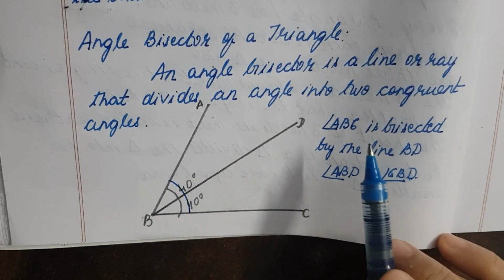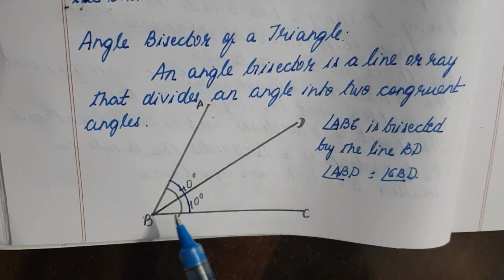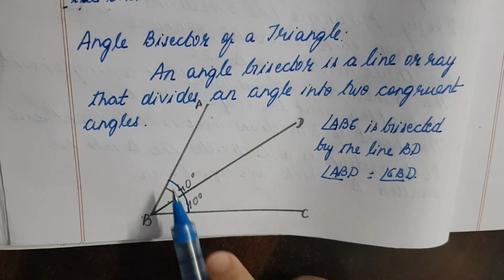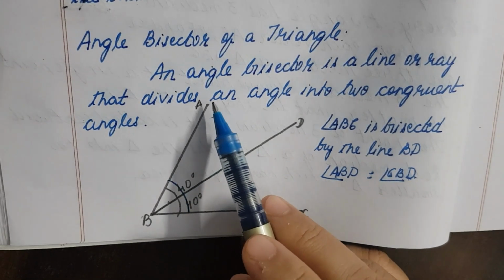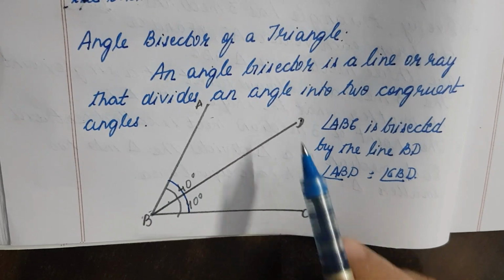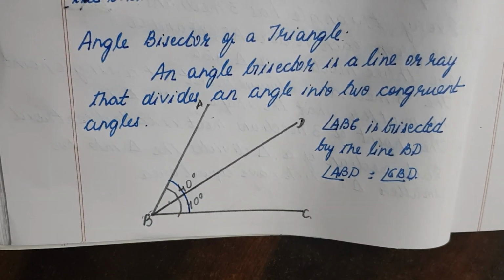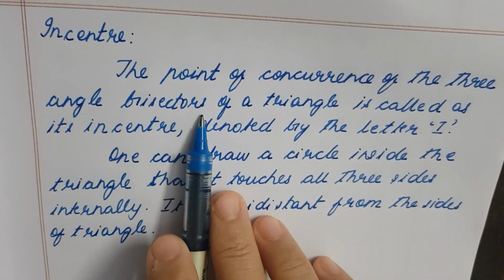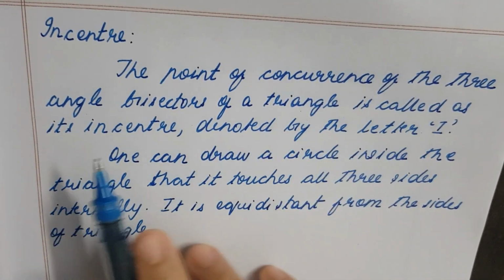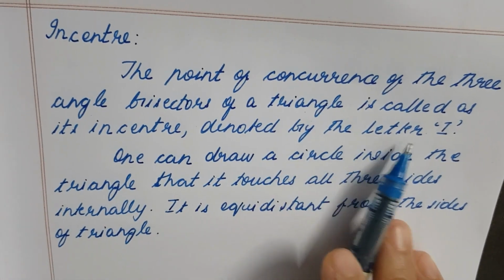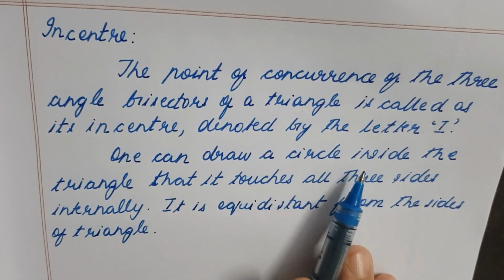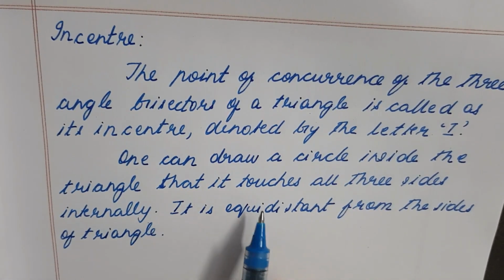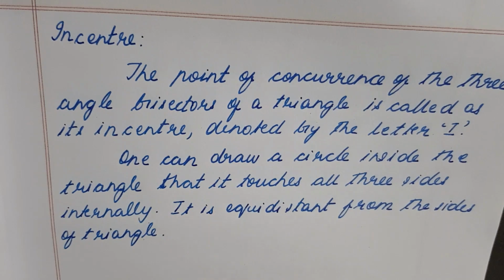Okay, so angle is bisected by the line BD. So this is the bisected line. Okay, so this equals இல்லையா? So எப்படி equal ஆகுது? ABD is equal to CBD. Incenter: the point of concurrency of the three angle bisectors of a triangle is called as the incenter, denoted by the letter I. One can draw a circle inside the triangle that touches all three sides internally. It is equidistant from the sides of a triangle.